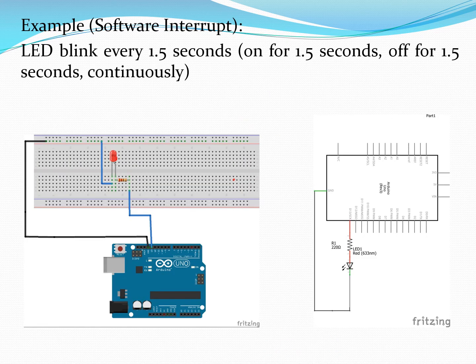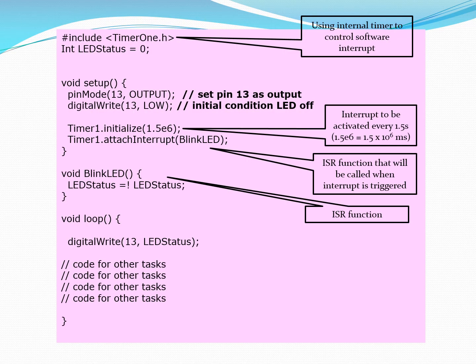Okay, for example, we have one LED blink. This is for the software interrupt. The LED will blink every 1.5 seconds: on for 1.5 seconds, off for 1.5 seconds, continuously, which keeps blinking for the same duration. So we can see here the program that controls the blinking without using hardware. That's why we call it software control. So we include the library Timer1.h. This is using the internal timer to control the software interrupt.